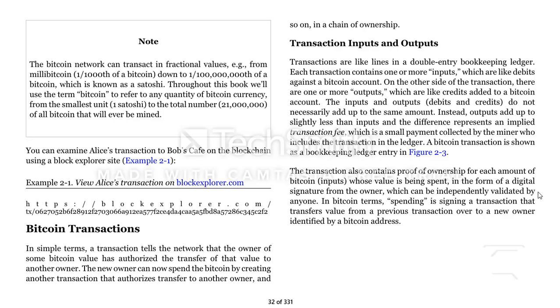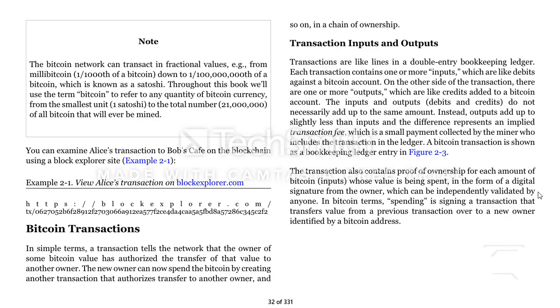Transaction inputs and outputs. Transactions are like lines in a double-entry bookkeeping ledger. Each transaction contains one or more inputs, which are like debits against a Bitcoin account. On the other side of the transaction, there are one or more outputs, which are like credits added to a Bitcoin account. The inputs and outputs, debits and credits, do not necessarily add up to the same amount. Instead, outputs add up to slightly less than inputs, and the difference represents an implied transaction fee, which is a small payment collected by the miner who includes the transaction in the ledger.